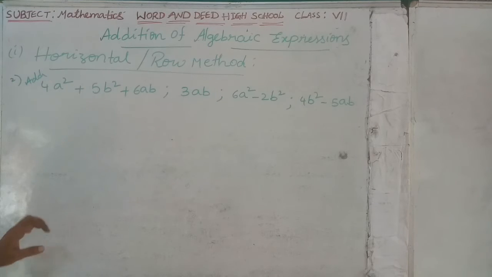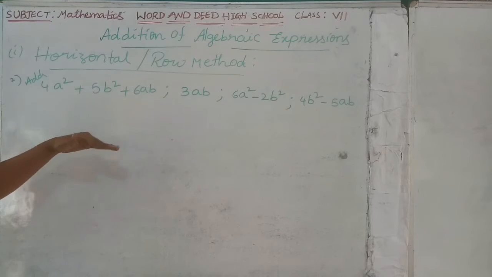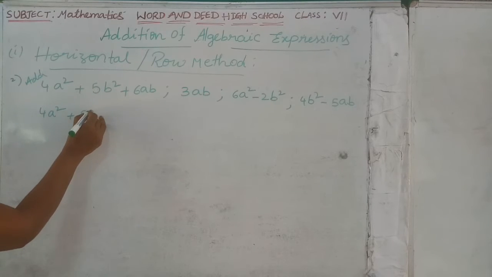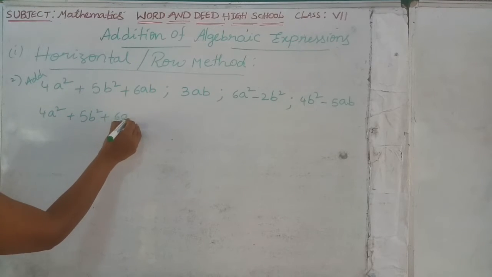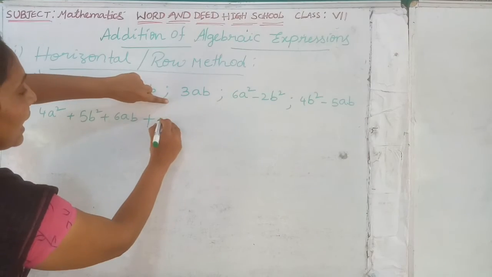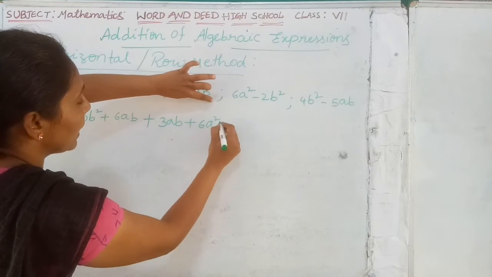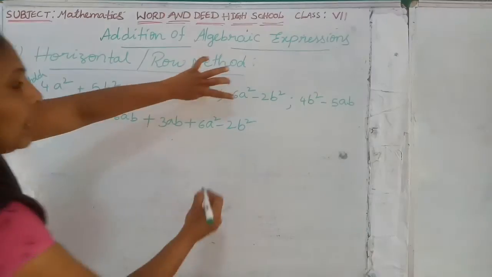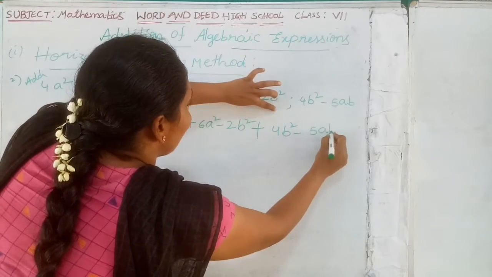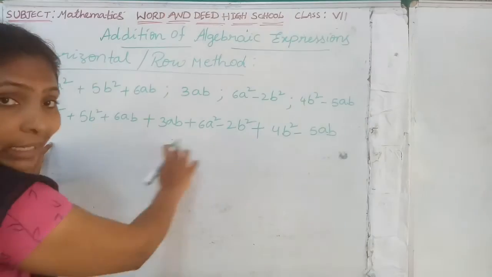What do we have to do in the first step? All the expressions in one row we can write. We are adding, no, so in between we can write plus symbols. So, 4a square plus 5b square plus 6ab, first expression. Next, second one, plus 3ab plus 6a square minus 2b square. Next, plus 4b square minus 5ab. So, four expressions we have written in one row horizontally.